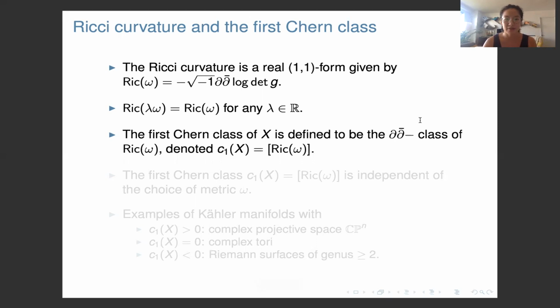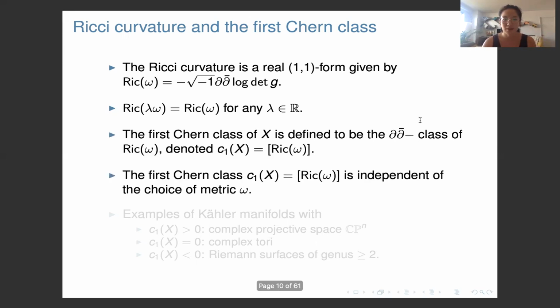The first Chern class I'm going to define as being the ∂∂̄ class of the Ricci curvature. We're going to denote it by c_1(X) equaling the class of Ric(omega), for which I use the square brackets. It can also be straightforwardly shown that the first Chern class c_1(X) is independent of the choice of metric omega. So for any metric omega on X, that metric's Ricci form's class will give you the first Chern class of the manifold. Here we have some examples of Kähler manifolds with a signed first Chern class.